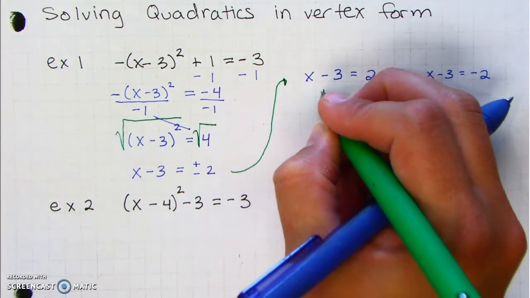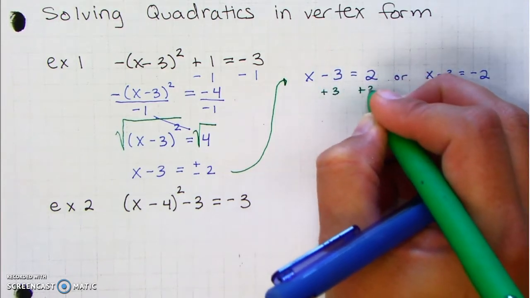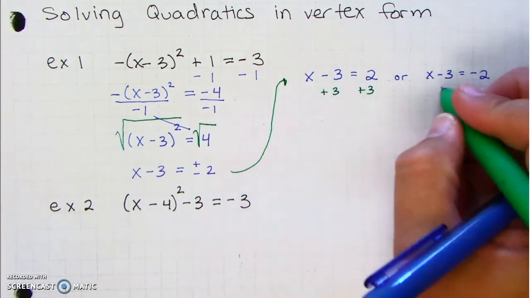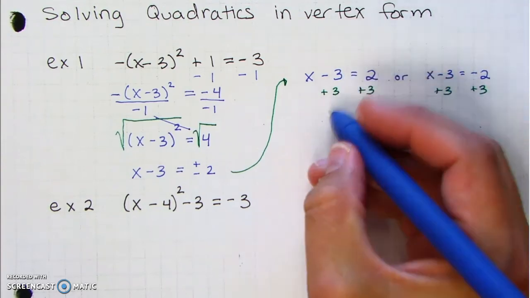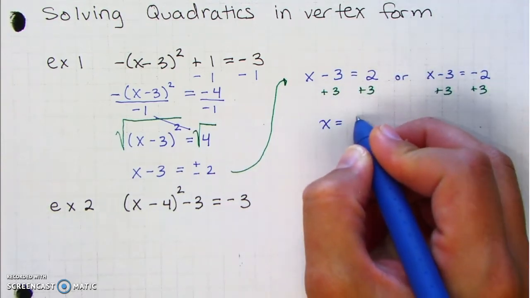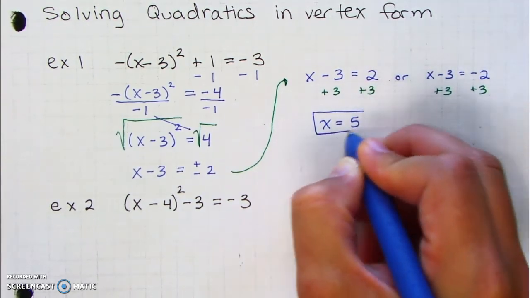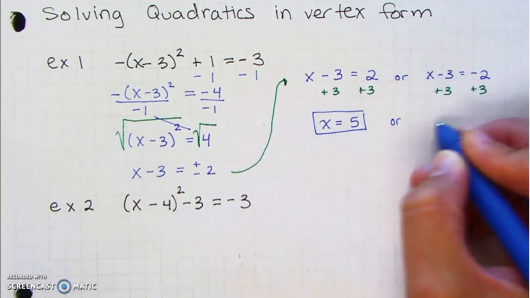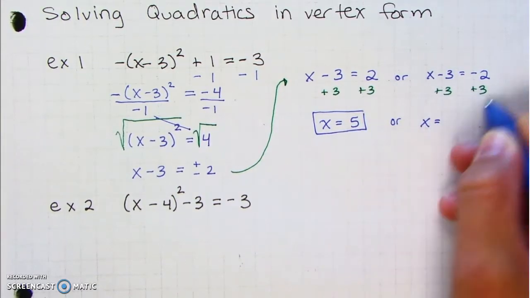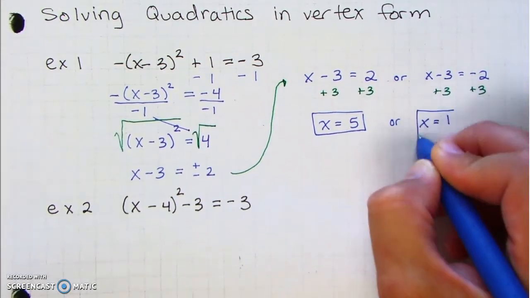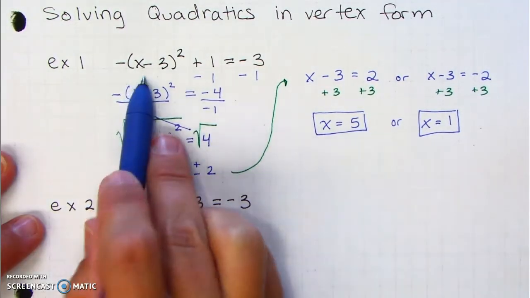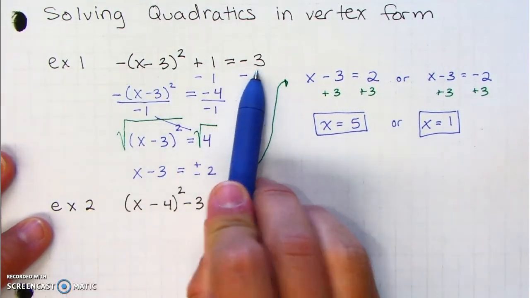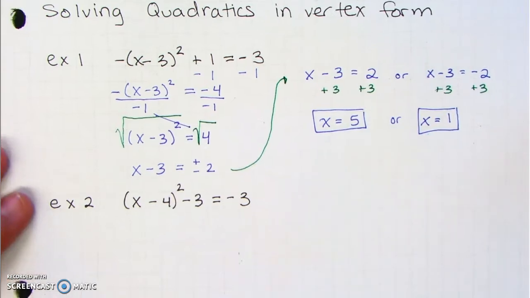So inverse of -3 will be +3. So the answer here is 5. x equals 5, or x equals -2 plus 3 is 1. All right, so these are parabolas, so it's going to hit this y value at 2 different x values. That's how you do that.